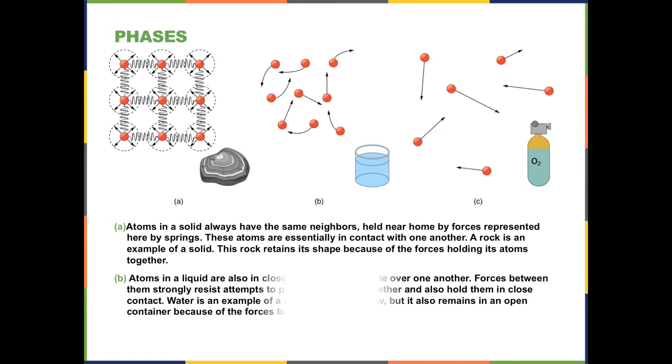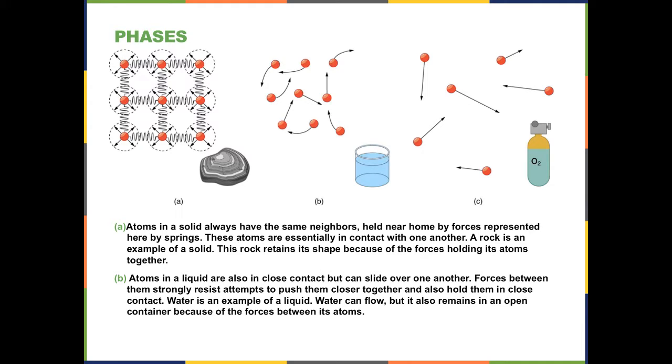Now B is a fluid, and fluids or liquids are also in close contact in terms of their atoms. However, the forces are lax enough to allow them to slide over one another. They're strong enough to resist attempts to push them closer together or pull them apart, and so they do hold them in close contact, but they are capable of sliding across one another. Water, of course, is an example of a liquid, and water will flow, and it remains in an open container because of the forces between the atoms.